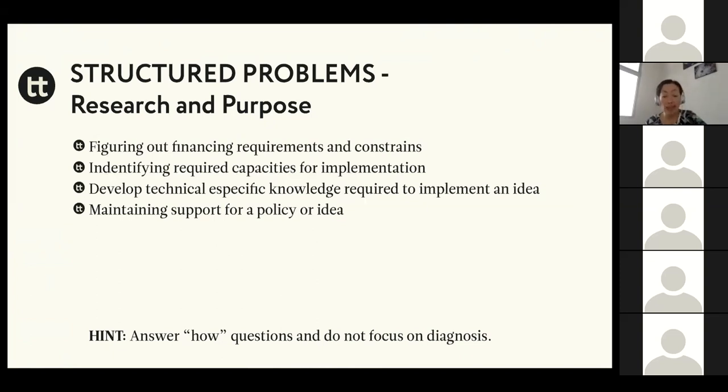Of course, we may need to do a diagnosis, and we may need to have this as background information for ourselves, but it's important that what we put forward to our audiences are the ideas of how to solve this problem, how to implement an idea.